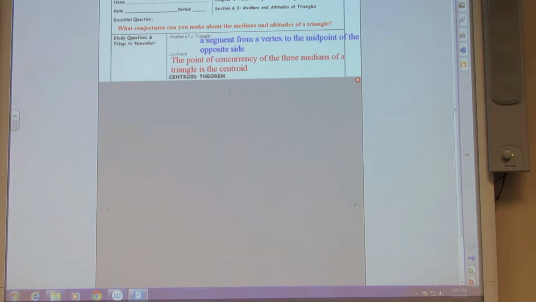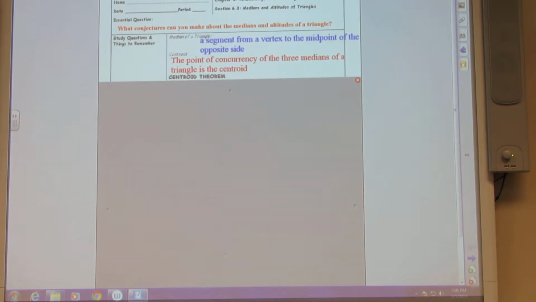6.3, we are still looking within triangles, but now we are looking at medians and altitudes. Unlike angle bisectors and perpendicular bisectors, medians and altitudes exist only within the triangle, so they are defined by the triangle. First, we'll look at a median. A median is a segment from the vertex to the midpoint of the opposite side.